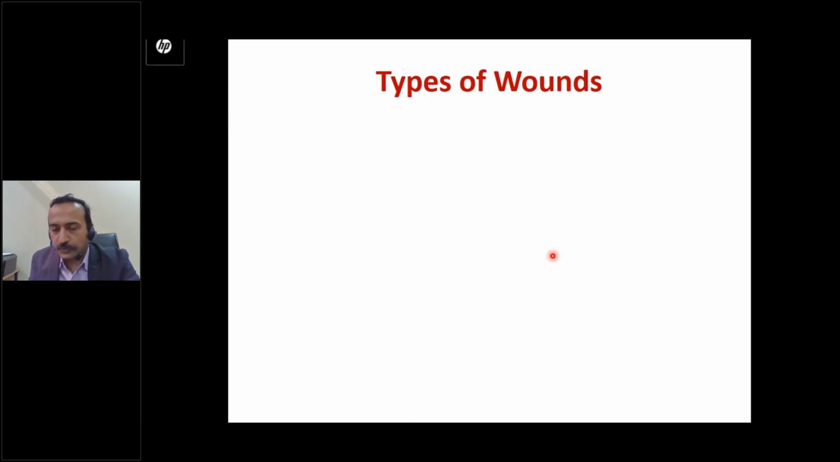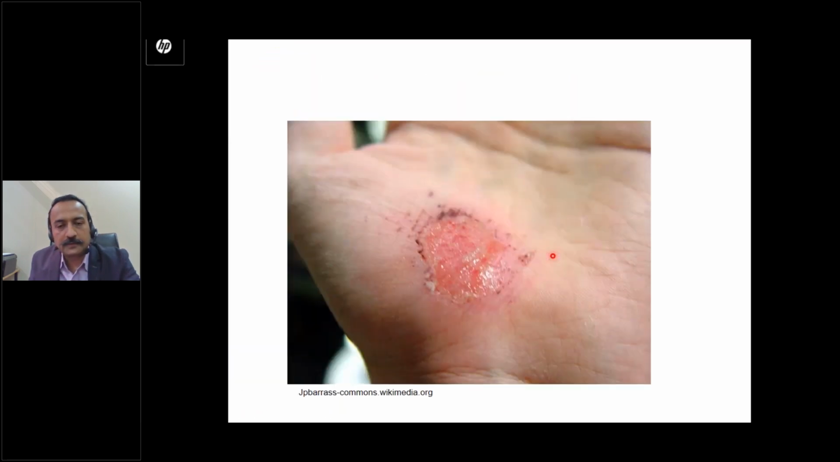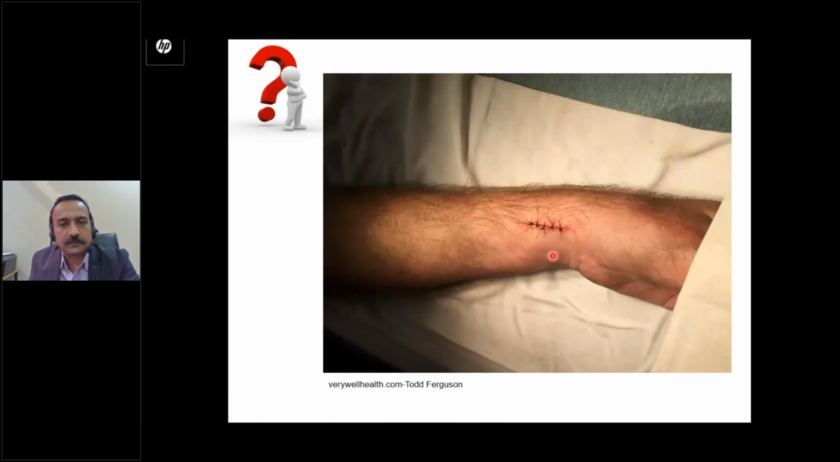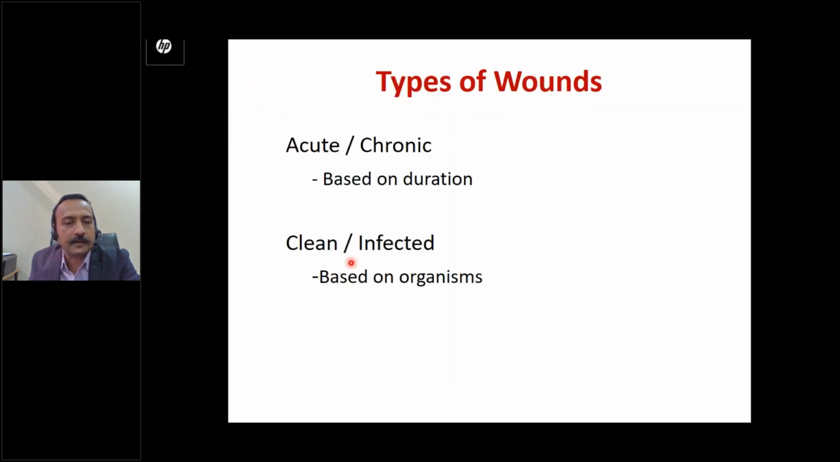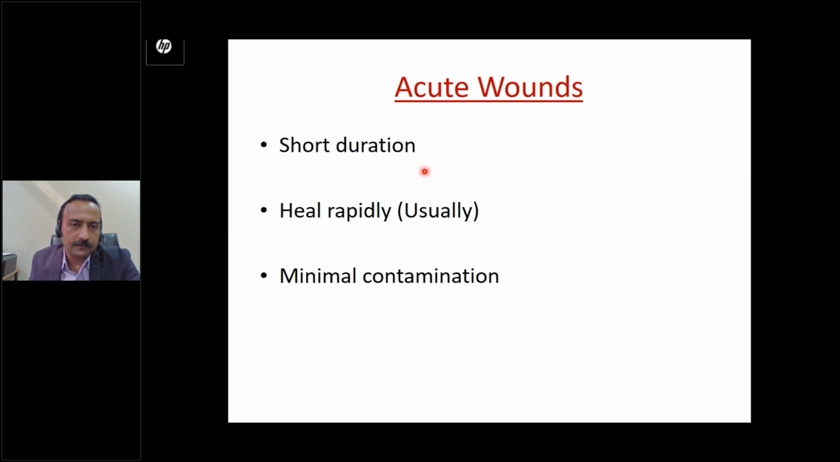These two images that I showed you are acute wounds. So we have types of wounds: acute versus chronic, and clean or infected. Acute and chronic are based on duration, and clean or infected is based on how many organisms are inside. Acute wounds, clean wounds, are not much of an issue. Acute wounds are of short duration and usually heal rapidly with minimal contamination. Very superficial ones like that abrasion will heal on their own. A deep cut, you can stitch it and it will heal rapidly.